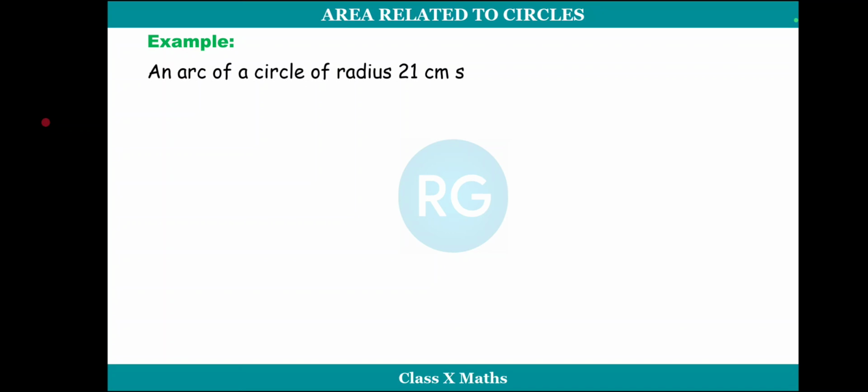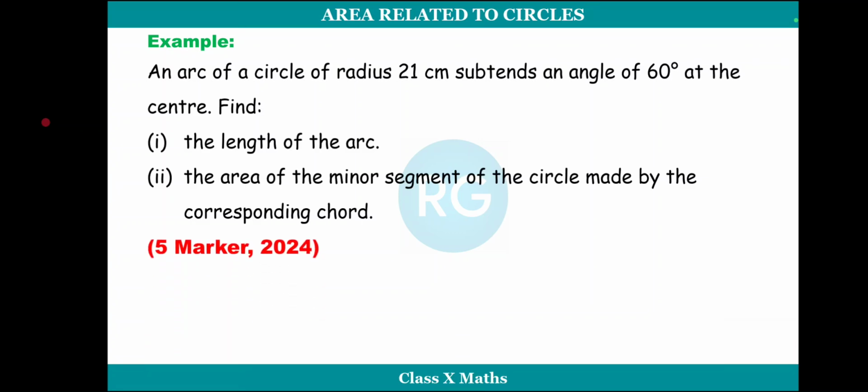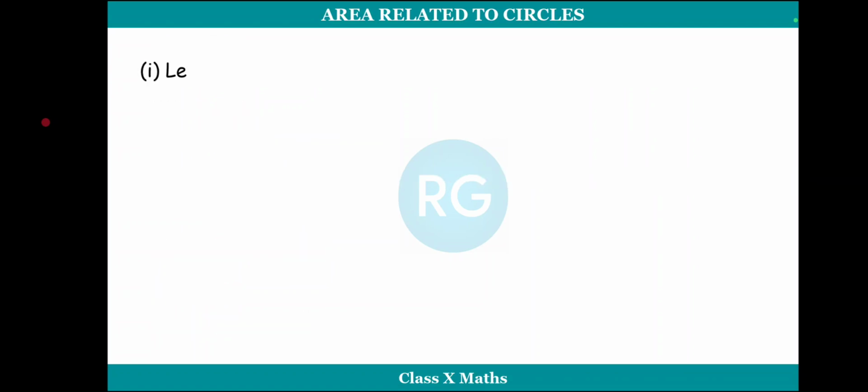An arc of a circle of radius 21 centimeter subtends an angle of 60 degrees at the center. Find the length of the arc as well as the area of the minor segment. So this is a 5-marker question, from last to last year, 2024. So let's have a look at what is given. The value of r is 21 centimeter and theta is 60 degrees.